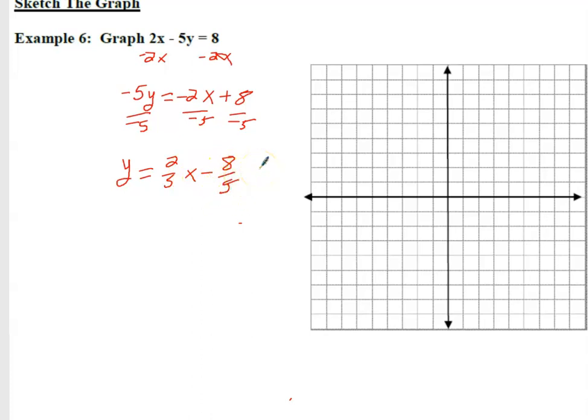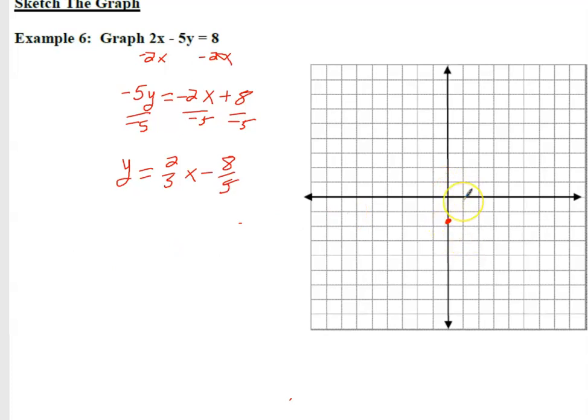8/5. So we're going to start out by looking at 8/5 as a decimal, which is somewhere between 1 and 2, a little bit beyond 1, a little bit more than a half. So we're going to go just a little bit past a half, somewhere between 1 and 2. Oops, except it's negative 8/5, Mr. Miller. So we're going to go down and put a dot.